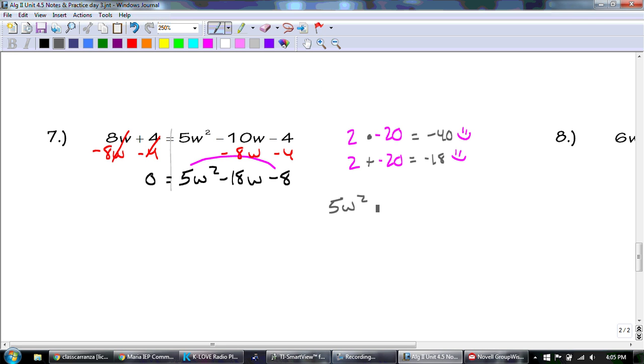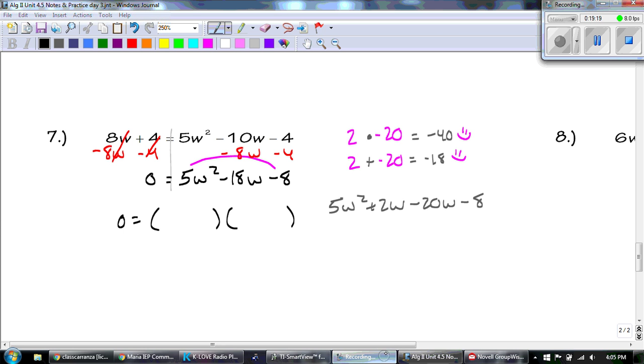So we get 5w squared plus 2w minus 20w minus 8. So go ahead and factor that, and I'm going to meet you back over here when you have the two binomials. Good luck.